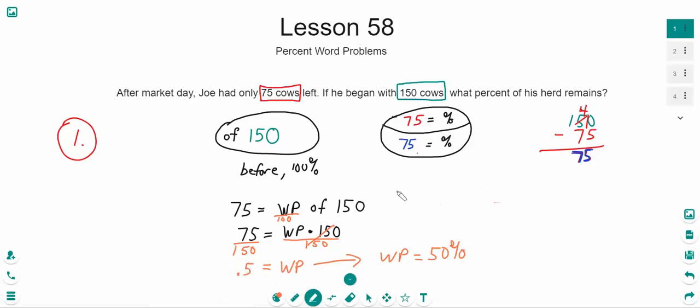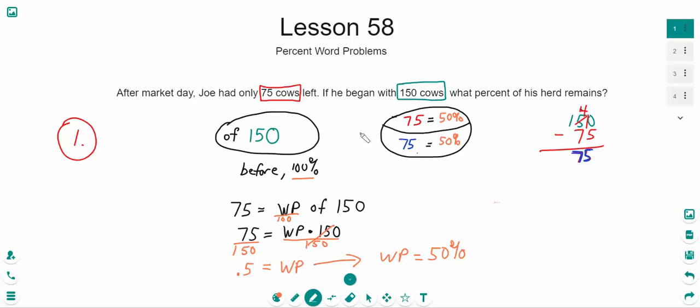Okay, so bottom line, this percentage here for the 75, that is going to equal 50%. And if this is 50%, well, then the other one has to be 50% in this case, right? Because together they have to add up to 100%. And so I have 50% here. Well, that would mean that there is 50% in the other one as well.